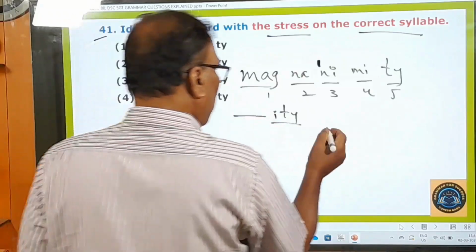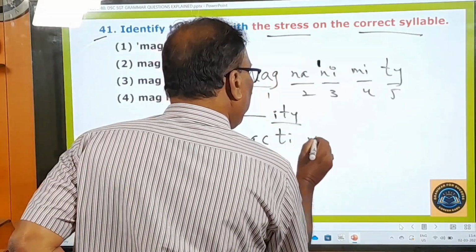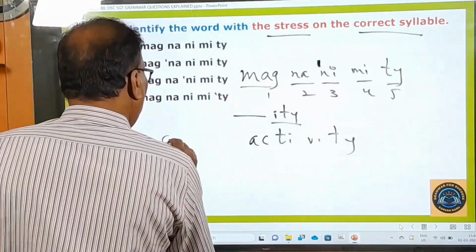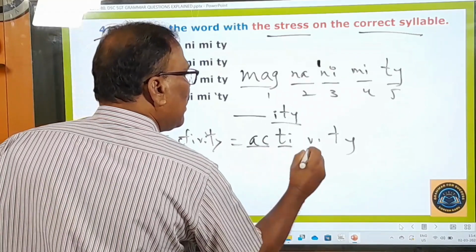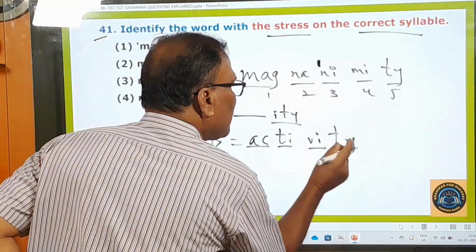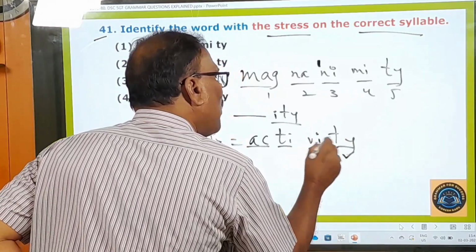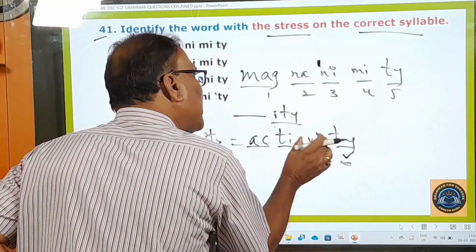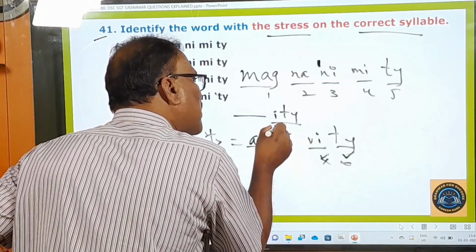I'll give you this example. Activity. You write this activity. How do you pronounce the activity? First you have to cut the word into syllables. So where is the suffix? ITY is in this syllable and in this syllable also. So therefore these two are dropped and the preceding syllable, only T, is the preceding syllable. So you have to use the stress here.